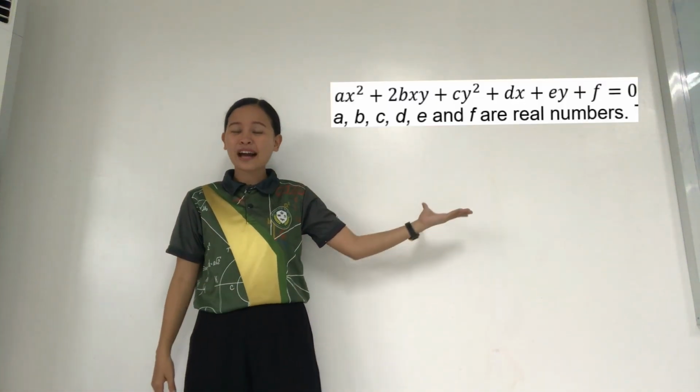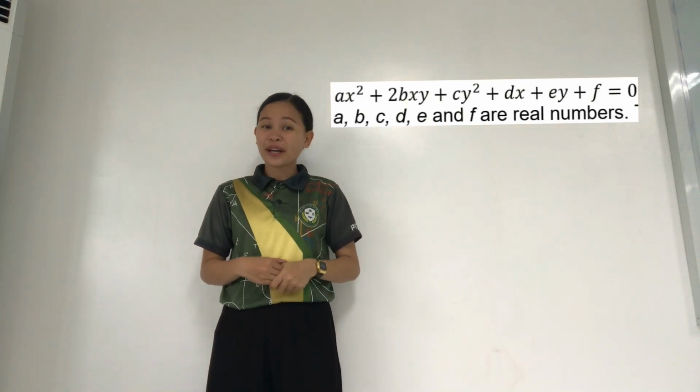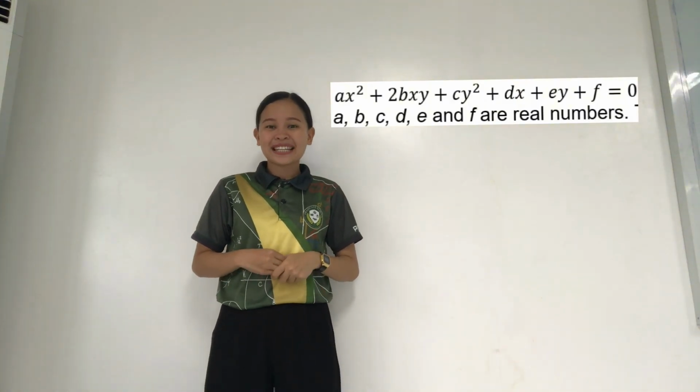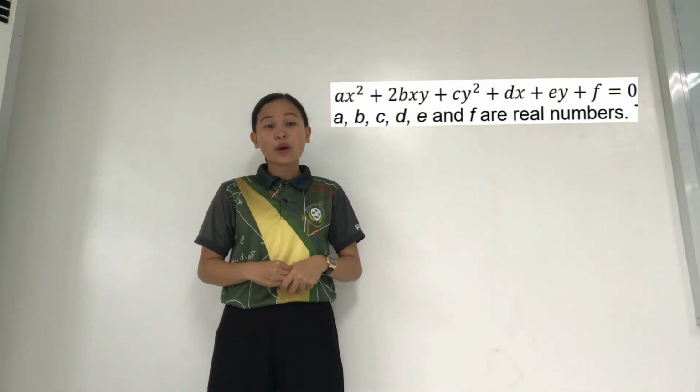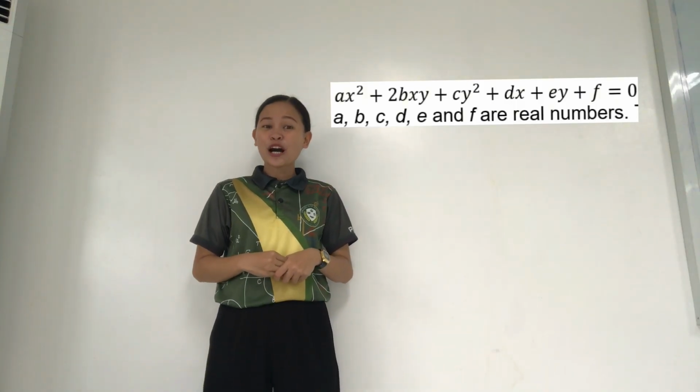Now, let's proceed. A quadratic equation in the variables x and y has the form, so that form is this one. We have ax squared plus bxy plus cy squared plus dx plus ey plus f is equal to 0, where a, b, c, d, e, and f are real numbers. The graph of the equation is a conic section.